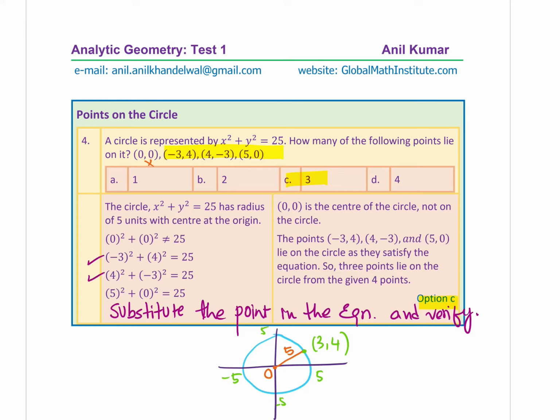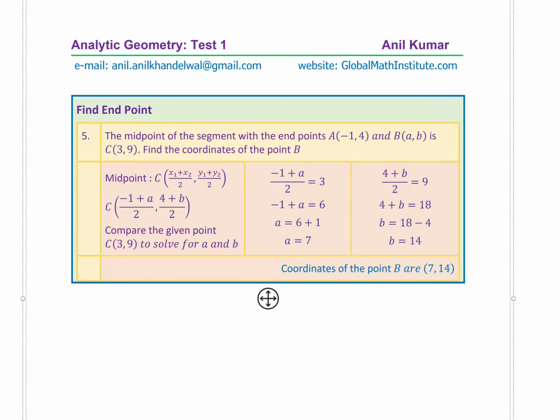We found that the 3 points satisfy and 0, 0 of course will not satisfy. And therefore, the option is C, which says that 3 points out of these will be on the circle. Let's move on and take question number 5.